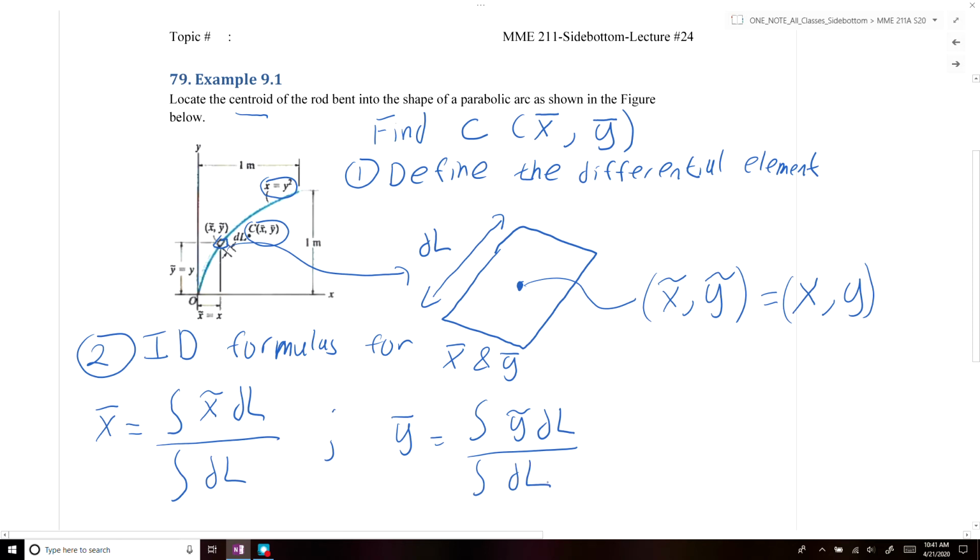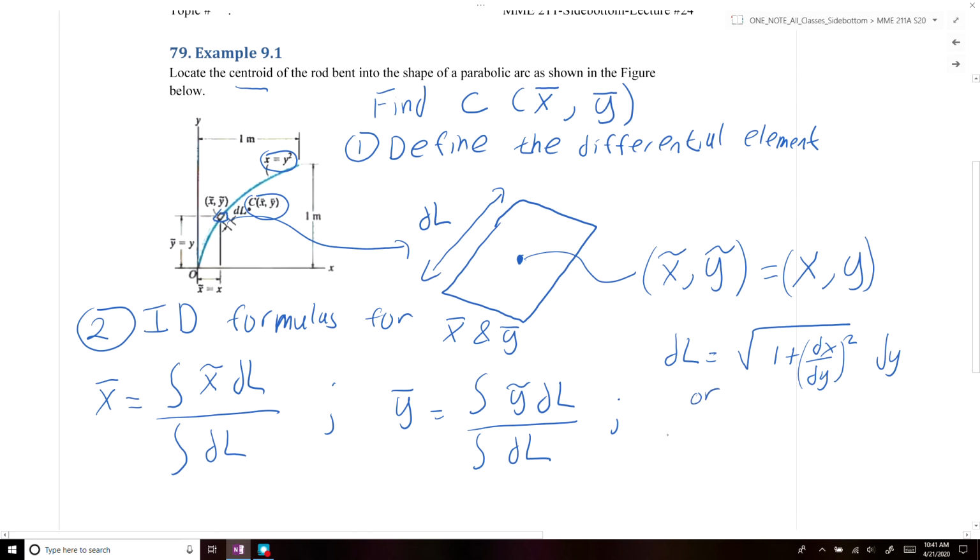The only thing left that we must define here is dl. So dl could be equal to the integral of the square root of 1 plus (dx over dy) squared dy, or it can be equal to the integral of the square root of 1 plus (dy over dx) squared dx.